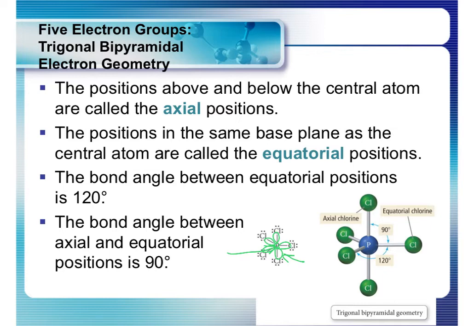As you remember, all elements that are in period 3 on the periodic table or farther down, so that would be periods 3, 4, 5, 6, and 7, are capable of expanding their octets. And so the trigonal bipyramidal shape will only come into play when you have a central atom that's capable of expanding its octet.